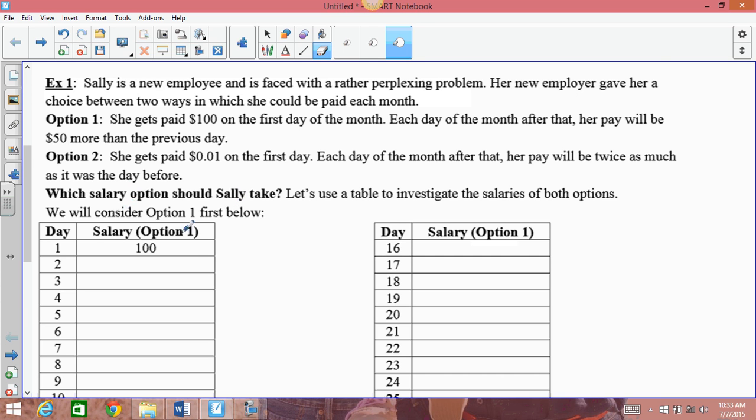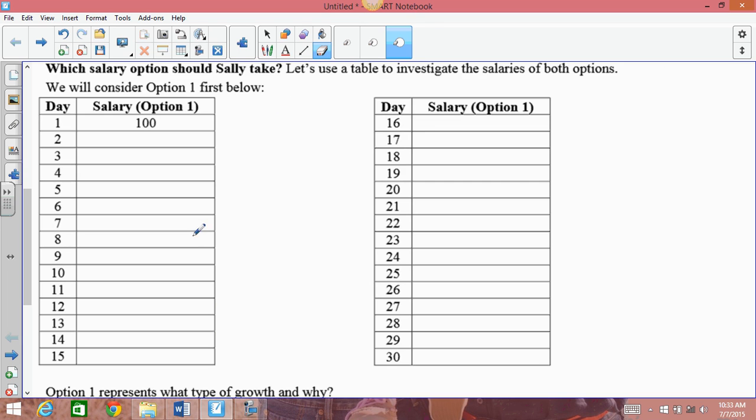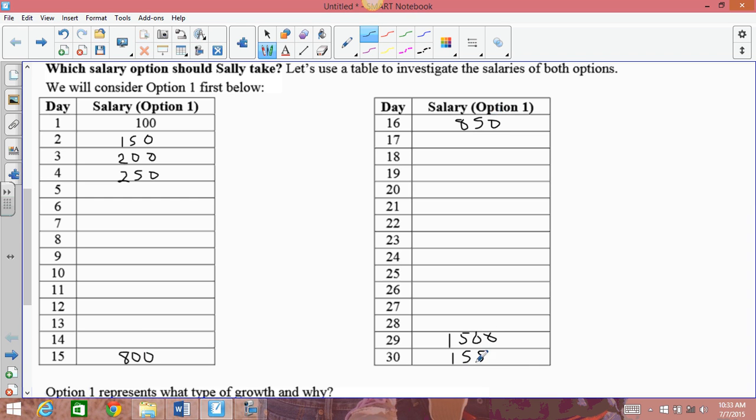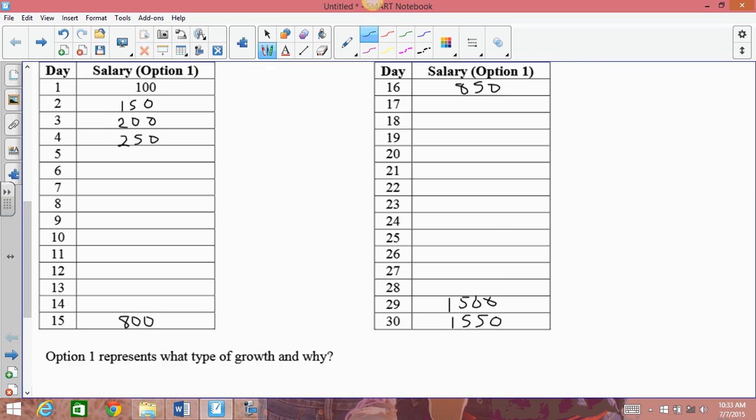So let's first, here on this page, just focus on option 1. If you recall from option 1, it said she got paid $100 on the first day, and then every day after that they were going to pay her $50 more. So that would mean then on day 2 she'd be making $150. Day 3, $50 more, so she'd be making $200. Day 4, $250. Continuing on, I'm not going to take your time here in this video to write out every single number. By day 15 she'd be making $800. Day 16 then obviously $850. I'm going to go on down to day 29. She'd be making $1,500. And lastly, by day 30, they'd be giving her $1,550.